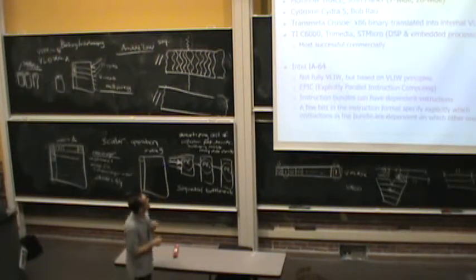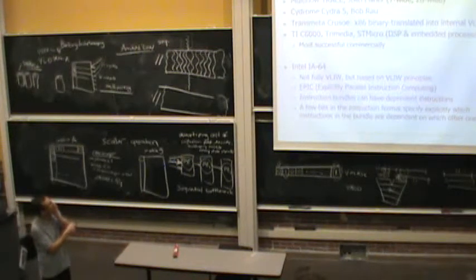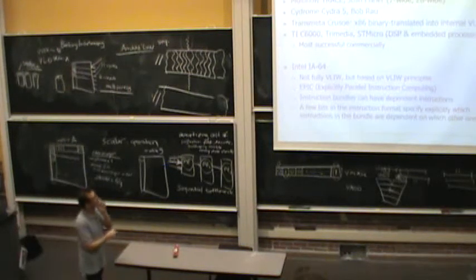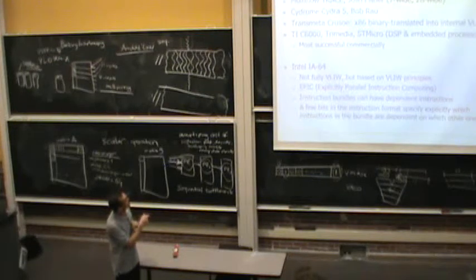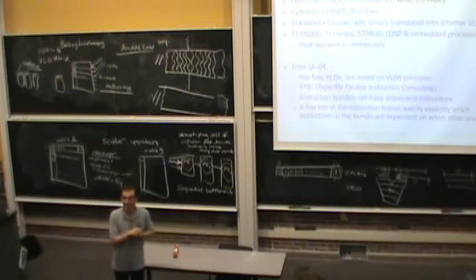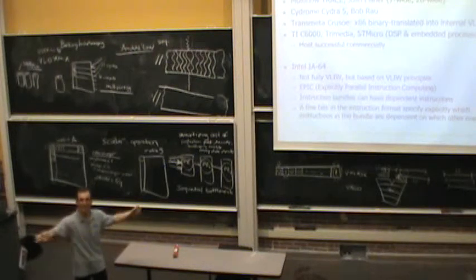So people have actually built these machines. These two were some of the early machines that were not successful. I talked about Multiflow Trace. Josh Fisher went on to build these machines, and he actually tried to build a 28-byte machine also. Transmeta Crusoe that we talked about earlier translated x86 code into an internal VLIW format.